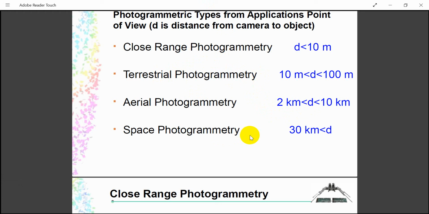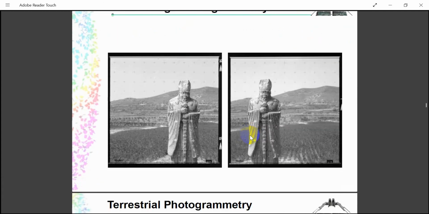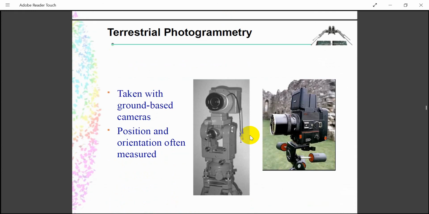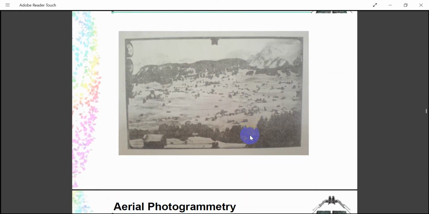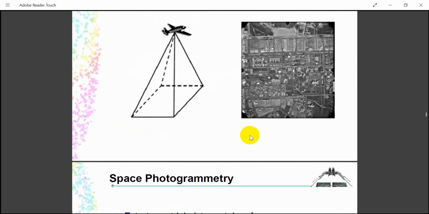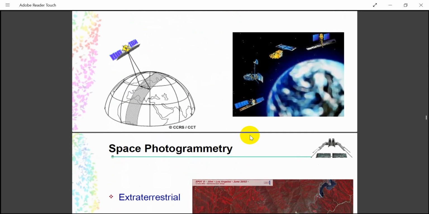Using satellites to take photographs is satellite space photogrammetry. You can't find out the height or elevation differences because there is a large distance. Then there is close range photogrammetry. Terrestrial photogrammetry we'll discuss next class; that is the last topic. See terrestrial photography. This is aerial photogrammetry.